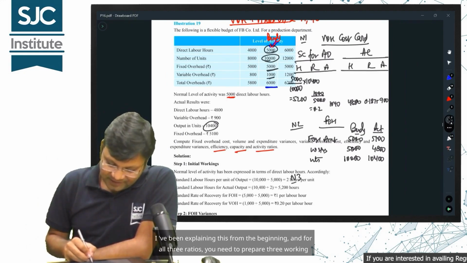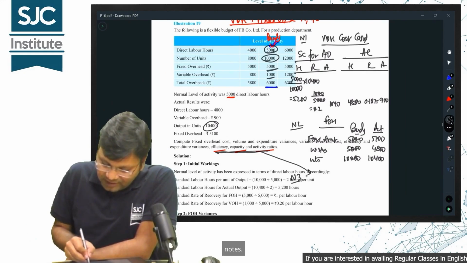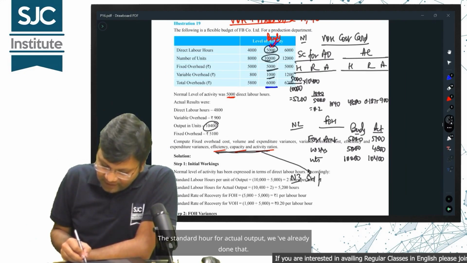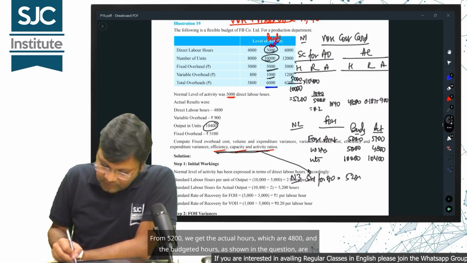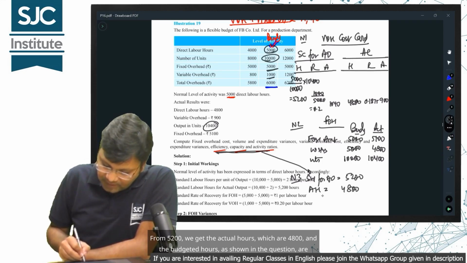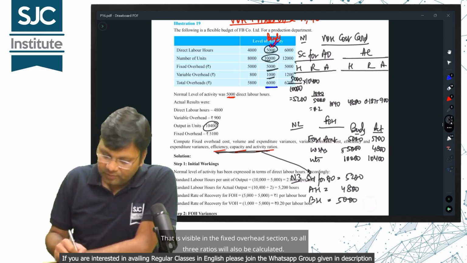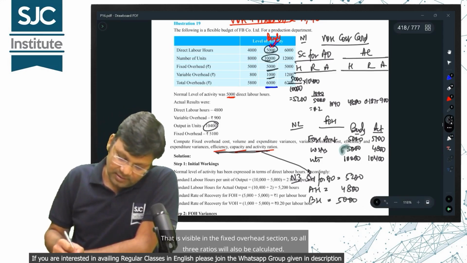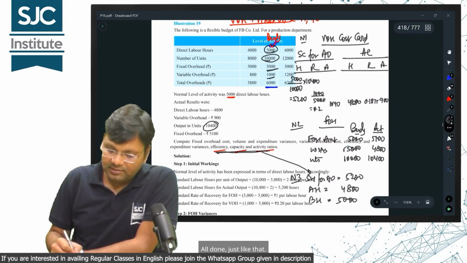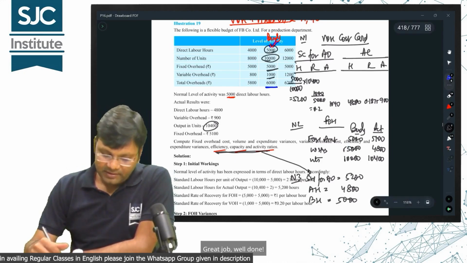I've been explaining this from the beginning, and for all three ratios, you need to prepare 3 working notes. The standard for actual output, we've already done that. We get the actual hours, which are 4,800, and the budgeted hours, as shown in the question, are 5,000. That is visible in the fixed overhead section, so all 3 ratios will also be calculated. All done just like that. Did you understand? Great job, well done.